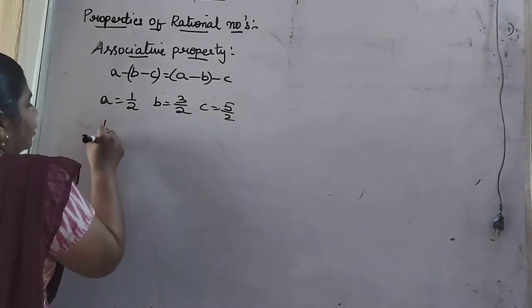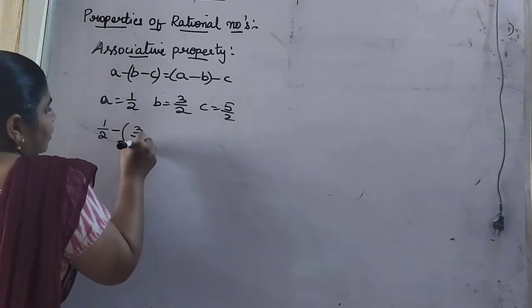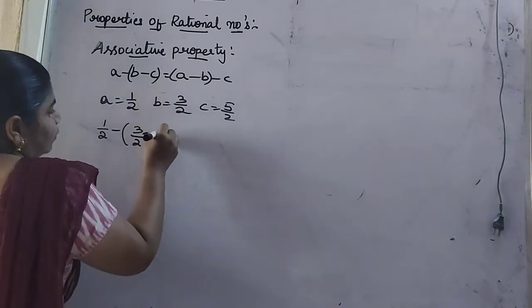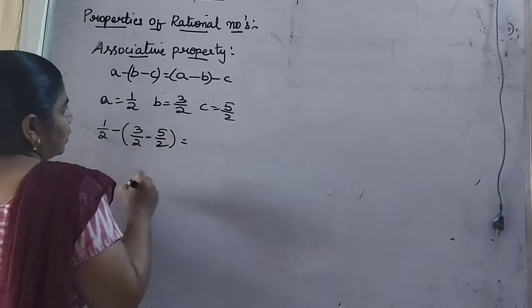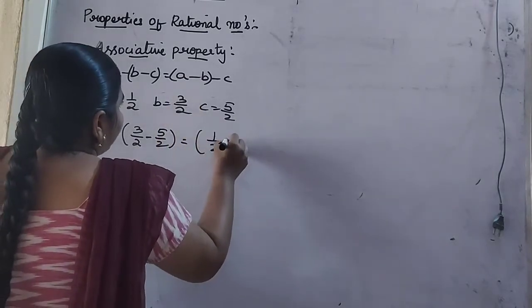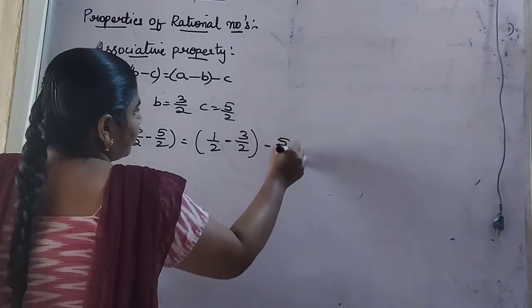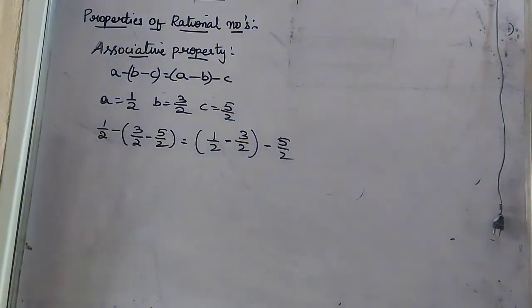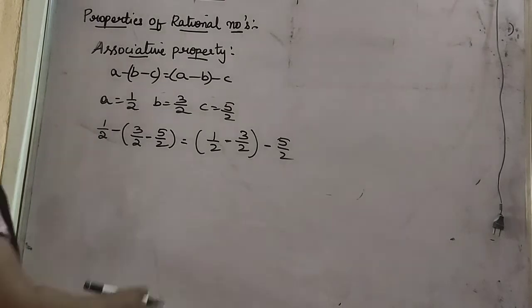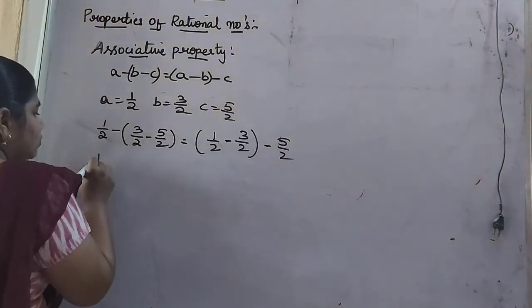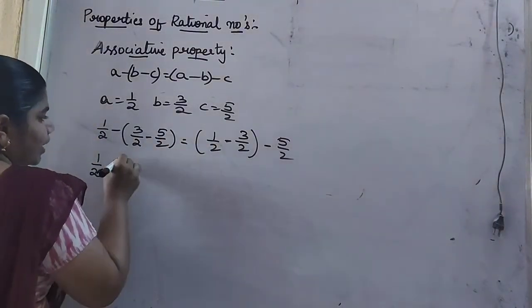Whenever the LHS part and RHS parts are equal, then only it will be satisfied. Good. So 1 by 2 minus 3 by 2 minus C value is 5 by 2 is equals to 1 by 2 minus B value is 3 by 2 minus C value is 5 by 2. So first what we have to solve? We have to solve the bracket terms. So these terms we have to solve. So remaining you write as it is, 1 by 2 as it is.